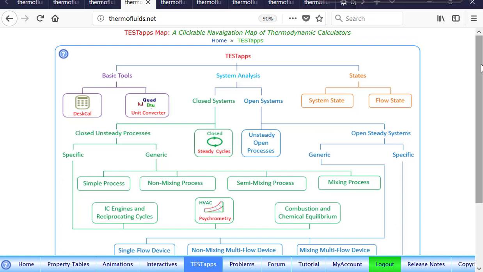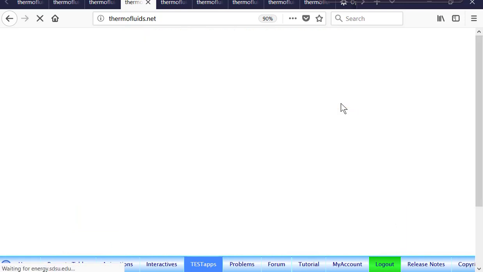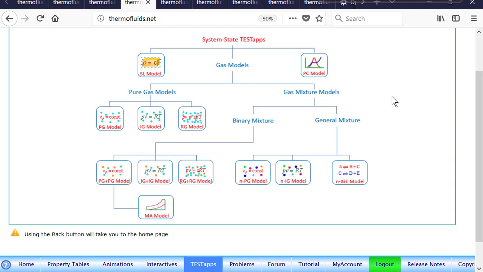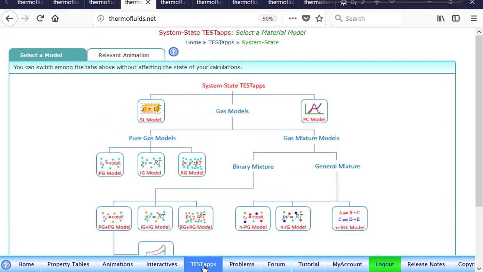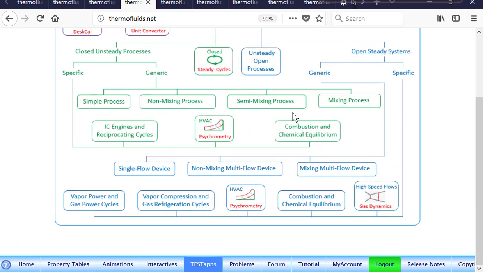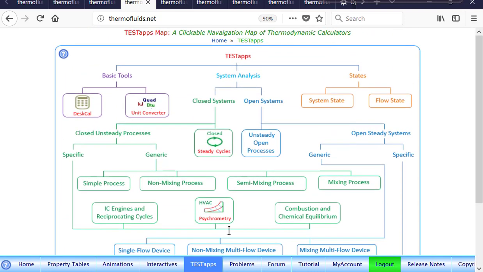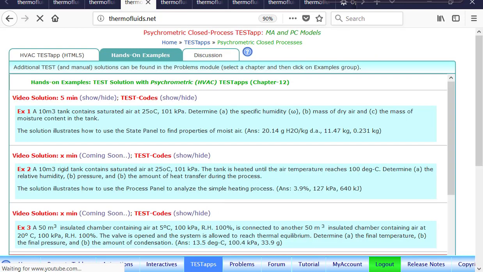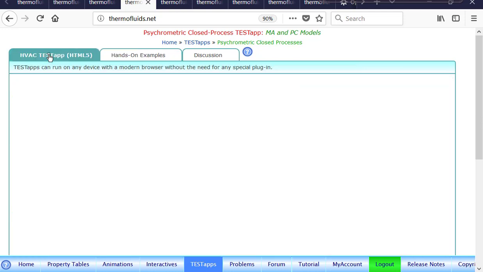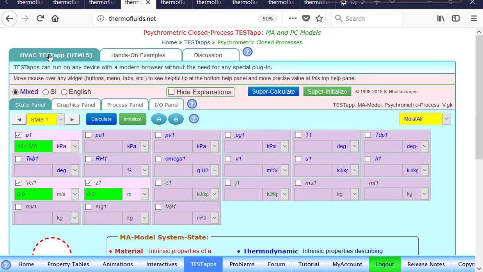Obviously, just to find a state, we could go and use the MA model, but let's make the problem a little more interesting. We are after closed processes, so we'll follow the closed system specific branch, and you can see that HVAC psychrometry is right here. There are video problems and solutions here, and let's go launch the app. As you can see, it's a little more complicated. You can see moist air is the default fluid here, and there are so many other properties.